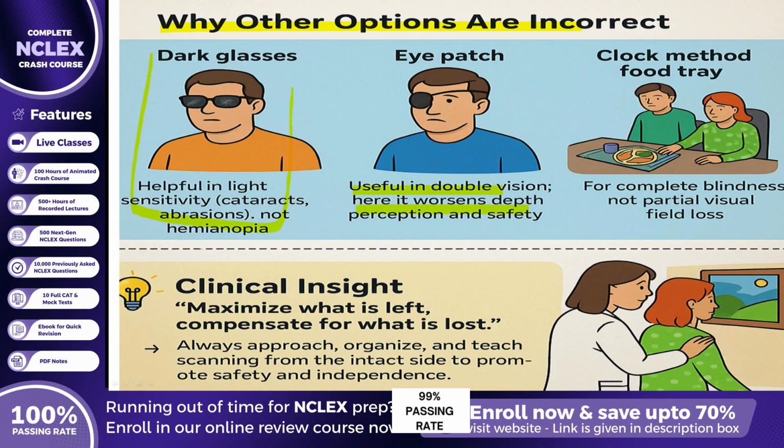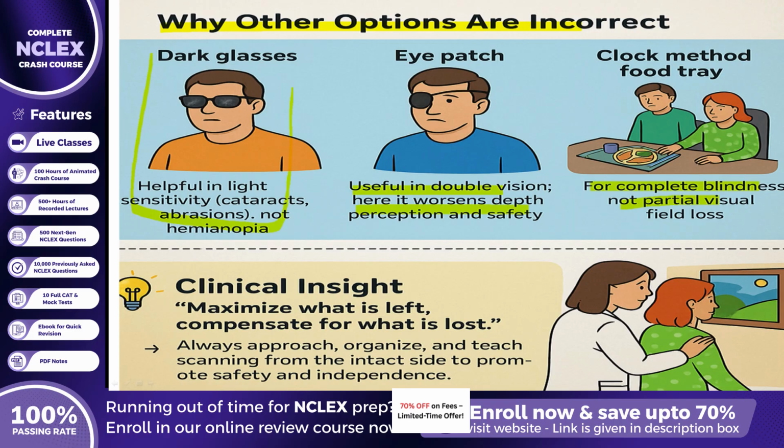risk of injury. Lastly, positioning food like the face of a clock is appropriate for clients who are fully blind, as it offers a tactile orientation system. However, in hemianopia, half of the visual field is absent, so the client would still miss part of the tray regardless of a clock method. Instead, placing items on the intact side or teaching scanning is more effective.